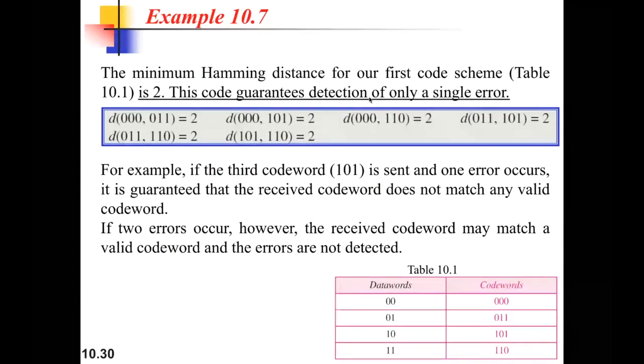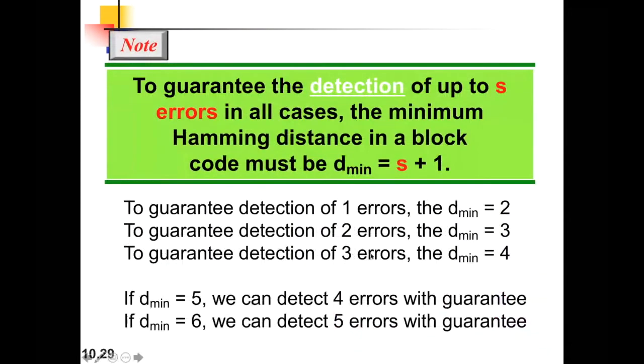All right, see here the same example that we did before. For this coding scheme, these were the Hamming distances that we found: 2, 2, 2, 2. These were all 2, and the minimum Hamming distance here is also 2. My question is, how many bits of errors can we detect with guarantee? Because our minimum Hamming distance is 2, how many bits of errors can we guarantee detection of? Read this line: if our minimum Hamming distance is 2, we can guarantee the detection of 1 error.